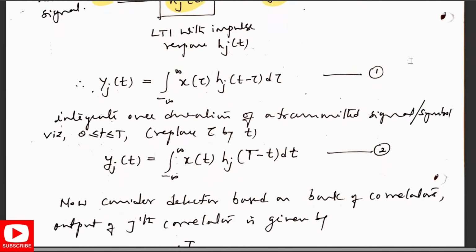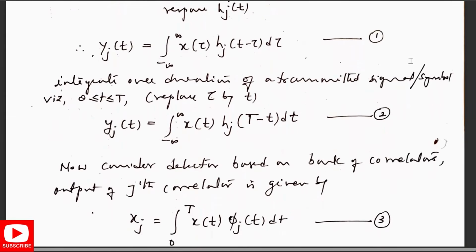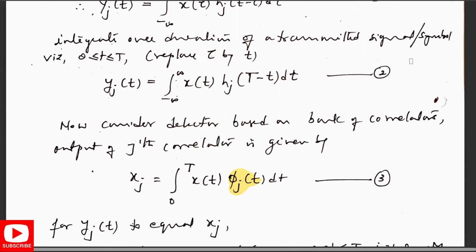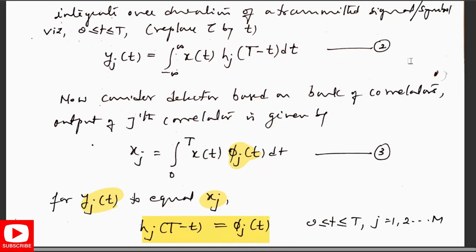Now we can detect based on the bank of correlators output, the jth correlator. For the jth correlator, you can write phi j of t, finding out x_j. So finally, equating y_j of T to our x_j, you can write h_j of t is equal to phi j of T minus t.